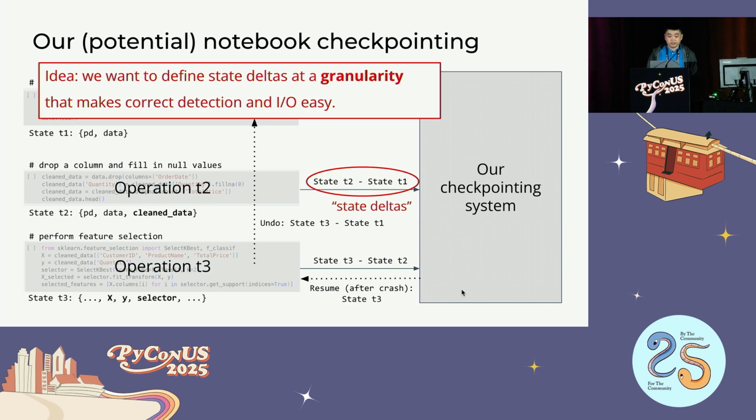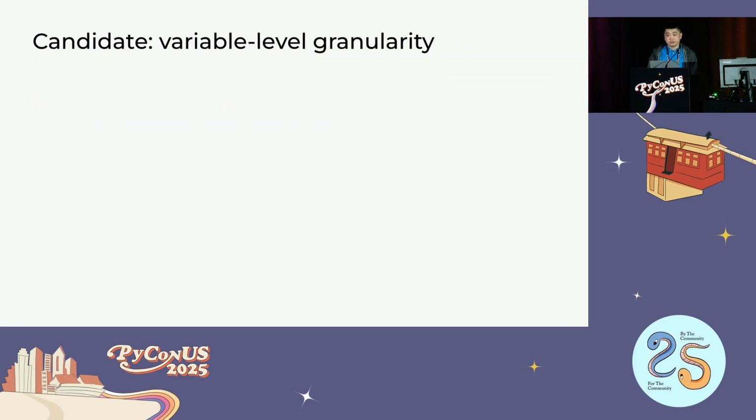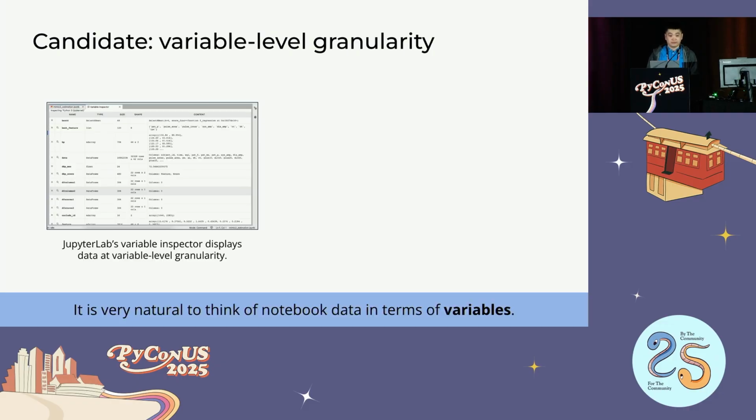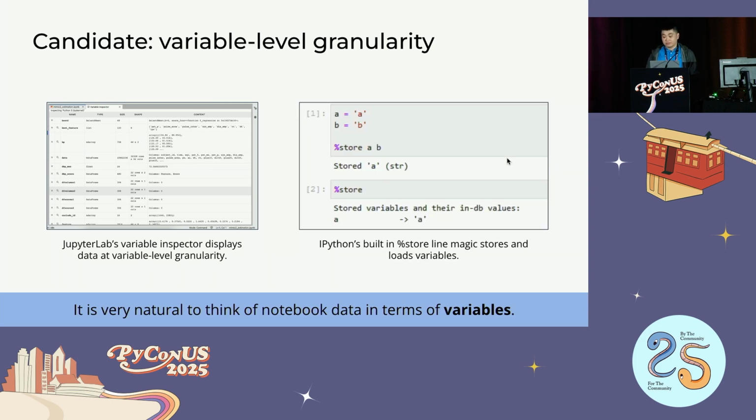So the main problem that arises in all of this is that we want to define state deltas at a granularity that makes correct detection and I/O easy. By granularity, I mean that we want to view state deltas in terms of what variables were changed or what objects were changed, and so on, for example. And one very natural candidate for granularity was just to check everything at the variable level. It's very natural for notebooks because many notebook systems present data at variable level granularity. For example, Jupyter Labs variable inspector displays our data at variable level granularity, so it shows you what's contained within each variable. Similarly, IPython's built-in store line magic stores and loads variables at the variable level granularity.